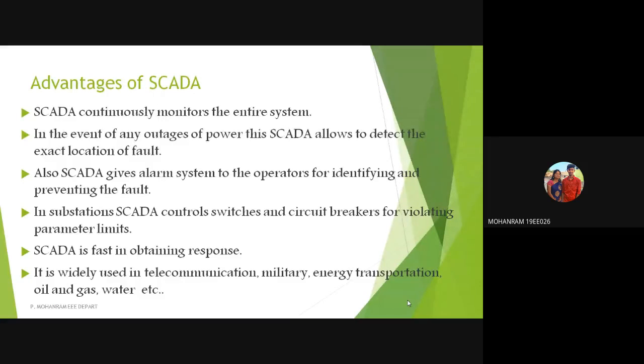And it also controls the switches and circuit breakers, and if the system parameters cross the limit, it can control the switches and the circuit breakers so that the outages will not happen, and it is fast in obtaining response. It is widely used in telecommunications and militaries and energy transportation, oil and gas, water, etc. These are the places where SCADA is majorly playing a role.